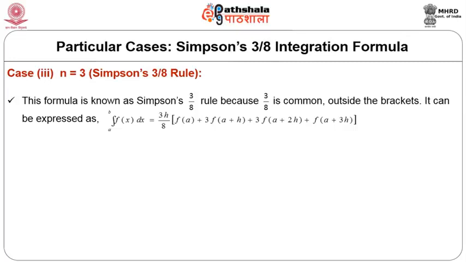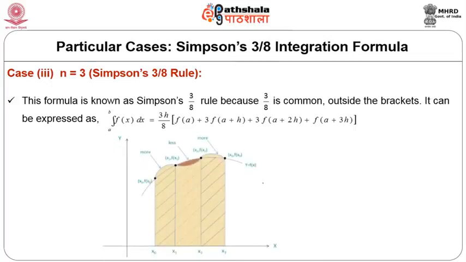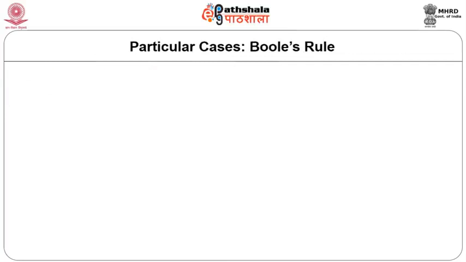The reason for it being called 3 by 8 is again probably that outside the bracket we have the coefficient of h as 3 by 8, and this can be expressed as integral a to b f(x) dx as 3h by 8 [f(a) plus 3 into f(a plus h) plus 3 into f(a plus 2h) plus f(a plus 3h)]. And we can have a look at the graph, again the same graph, but now the divisions are 3 subintervals, and you can look at the shaded region and the error region, which is quite small.